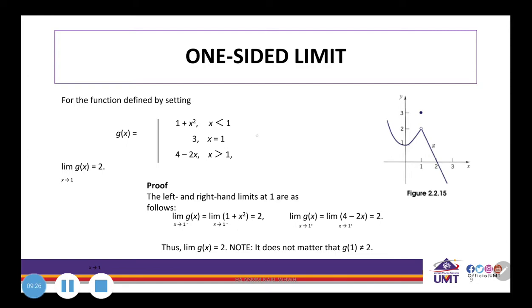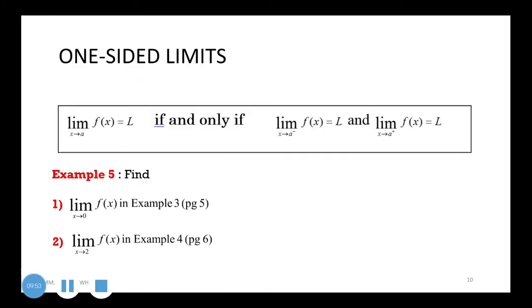Okay, for this function g here, the left hand and right hand limit at 1 are defined as follows, which result in the same value, which is 2. So this means the limit exists because the limit here is the same value, which we should look into further. Okay, this is the rule of limit that you must remember.